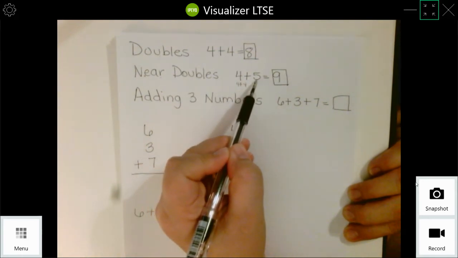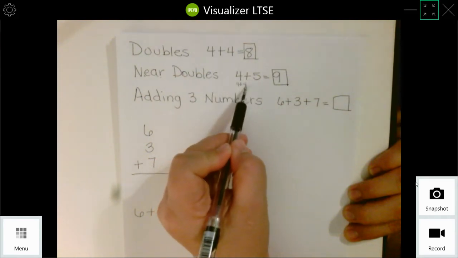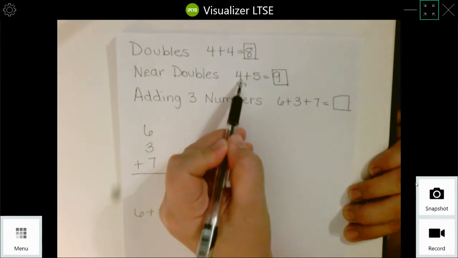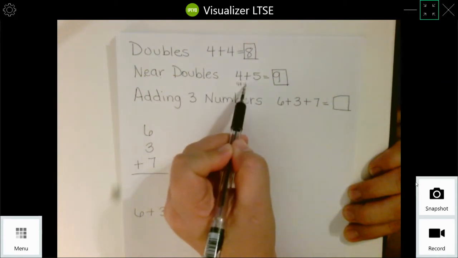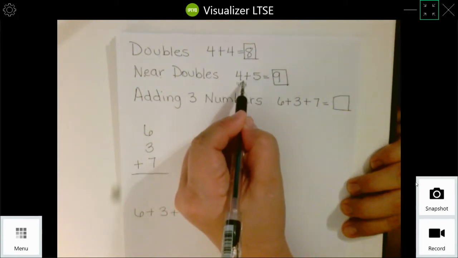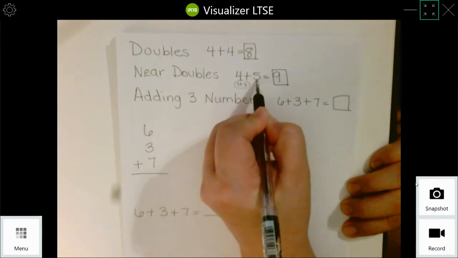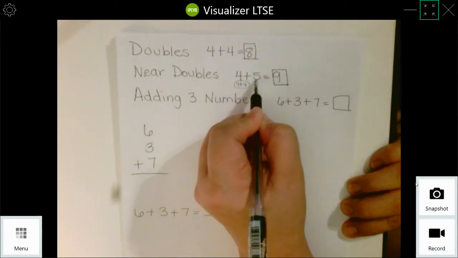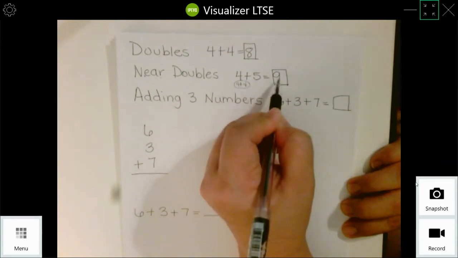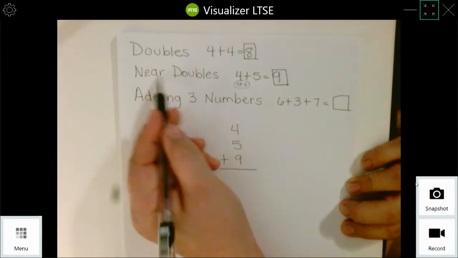We also talked about adding near doubles, where you have a number added by itself with the number that's right next to it. So, for example, 4 plus 4 is very close to 4 plus 5 because the 4 and the 5 are right next to each other. So, if I add the 4 plus 4, I already know that gives me 8. If I add one more, to get to the 5, it gives me 9. So, that's my near doubles.